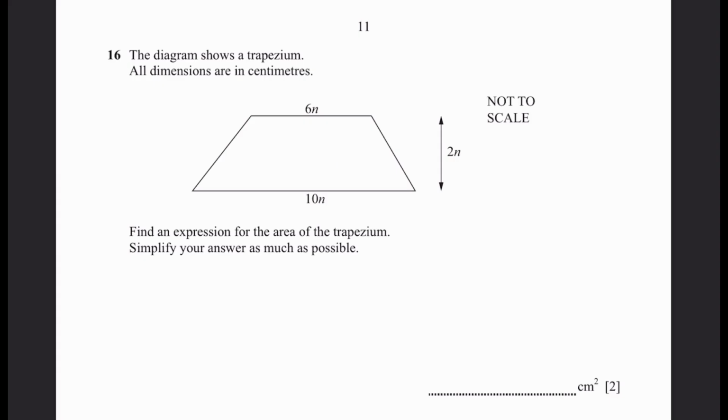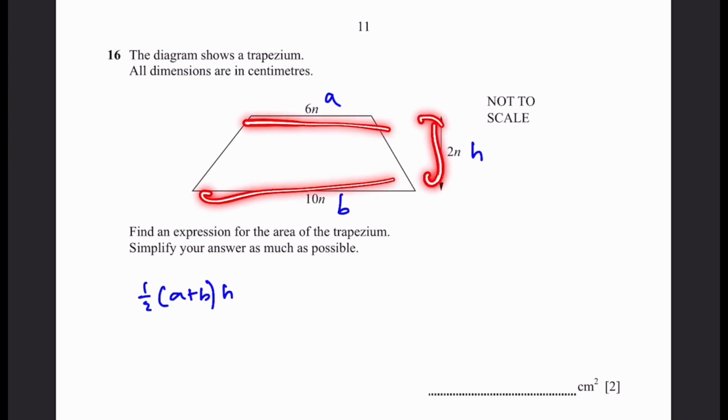The diagram shows the trapezium. All dimensions are in centimeters. Find an expression for the area of the trapezium. Simplify as much as possible. So the area of a trapezium is half times a plus b times h, where this is a, this is b, and this is h, because these two are the parallel sides, and this is the height.